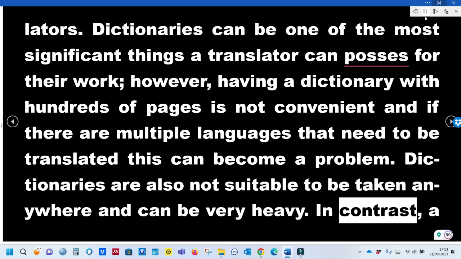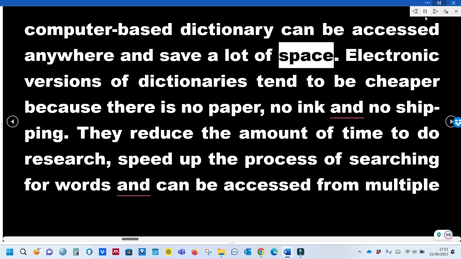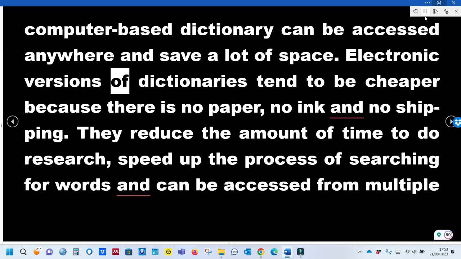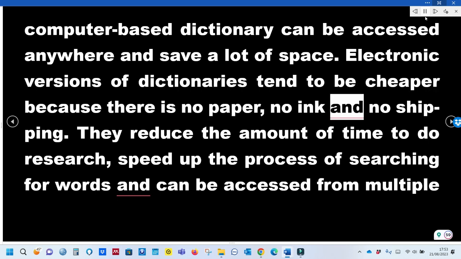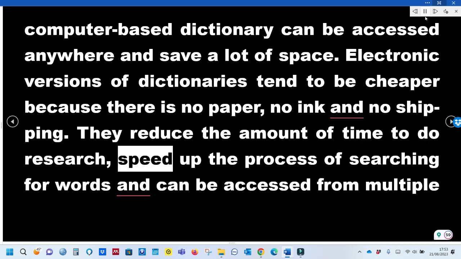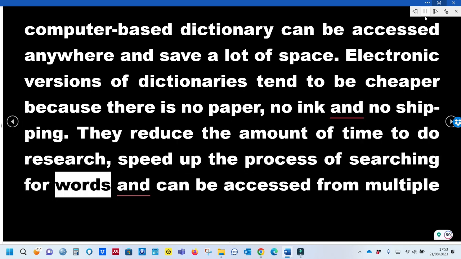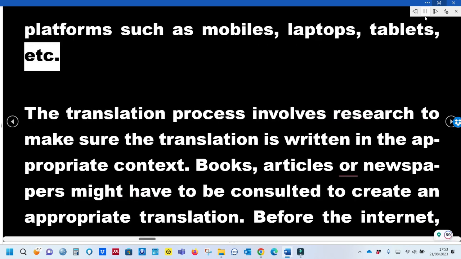In contrast, a computer-based dictionary can be accessed anywhere and saves a lot of space. Electronic versions of dictionaries tend to be cheaper because there is no paper, no ink, and no shipping. They reduce the amount of time to do research, speed up the process of searching for words, and can be accessed from multiple platforms such as mobiles, laptops, tablets, etc.